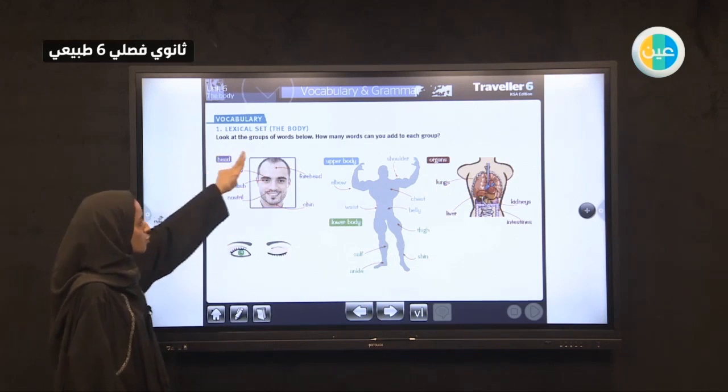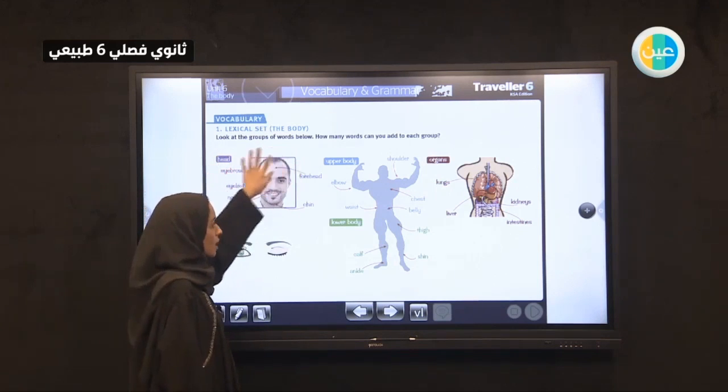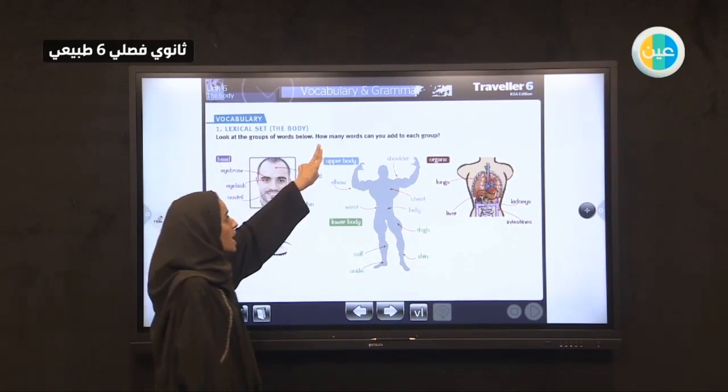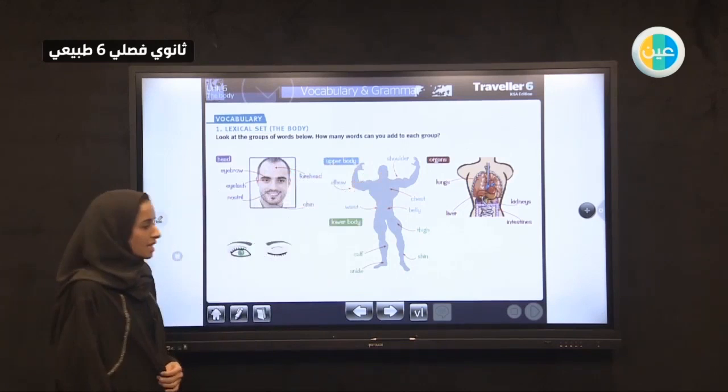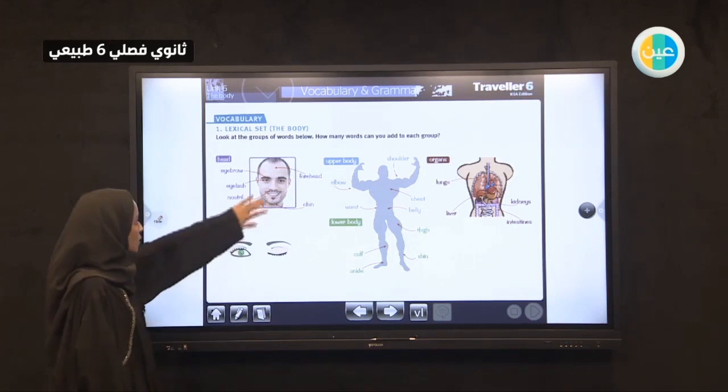Here, look at the group of words below. Some are given and others they want you to add. How many words can you add to each group? You can come up with many, and I know. Let's start with here, the head.